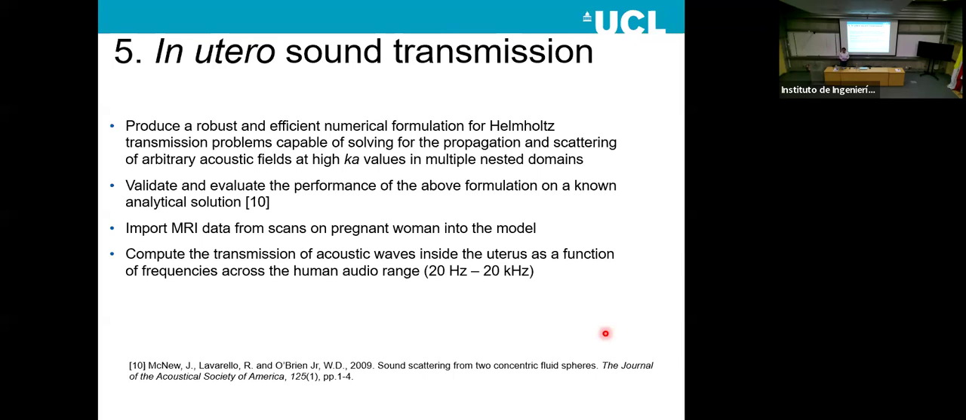So to do this, we worked with some colleagues at University College Hospital and King's College in London to get some MRI scans of pregnant women. We modeled key anatomical groups, and we used OptimUS to predict the average pressure inside the uterus. This is at frequencies between 20 hertz and 20 kilohertz, so the human audio range.